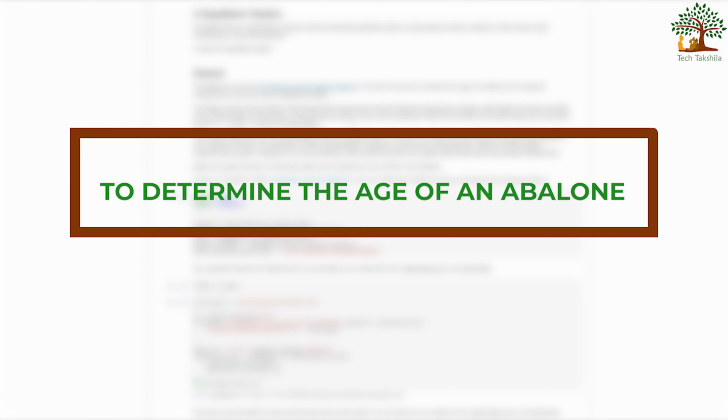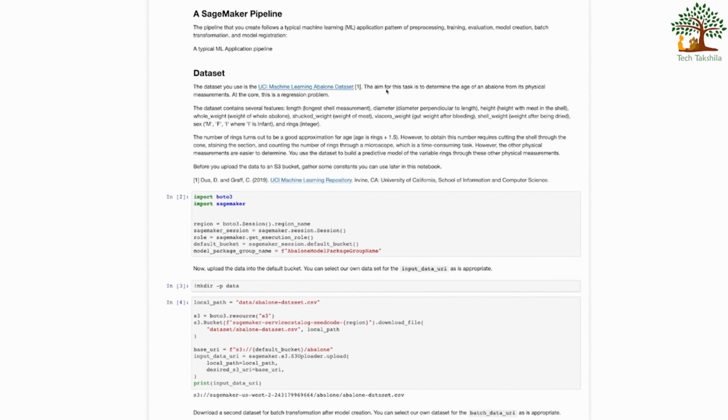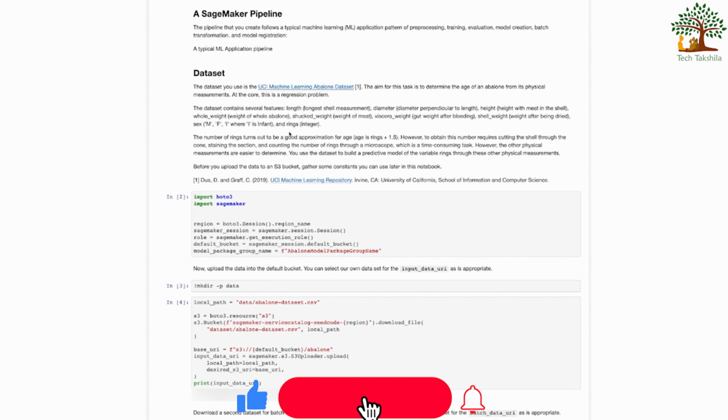So in this exercise, we are going to determine the age of an abalone from its physical measurements. Let's first grab the dataset, which is uploaded at the UCI Machine Learning Abalone dataset. You can find the link for that in the description. If we look at the dataset, we will find it contains several features: length, diameter, height, whole weight, shucked weight, viscera weight, shell weight, sex, and rings. The number of rings turns out to be a good approximation for age, but it requires cutting open the abalone and counting the rings under the microscope, which is a time-consuming task. So we can save our effort and time by applying some machine learning to it.